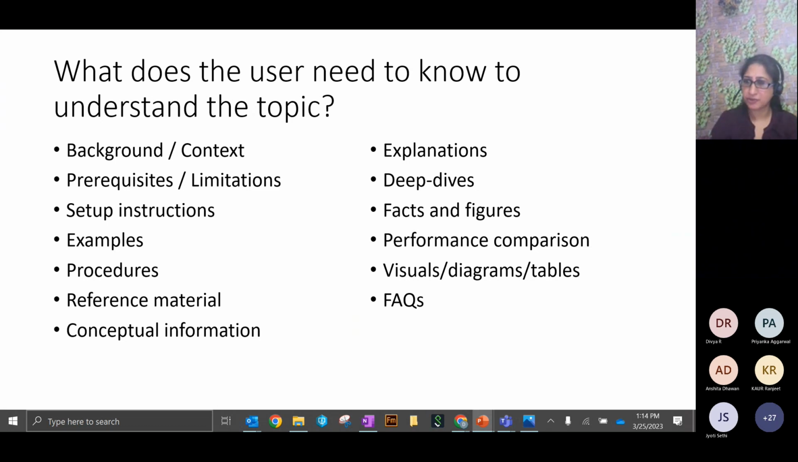plug in some conceptual information, give some explanations, do some deep dives, list down some facts and figures, do some performance comparison between the old and the new, give some visuals, diagrams, format using tables, or list down some frequently asked questions. What is it that will help the user understand the topic?